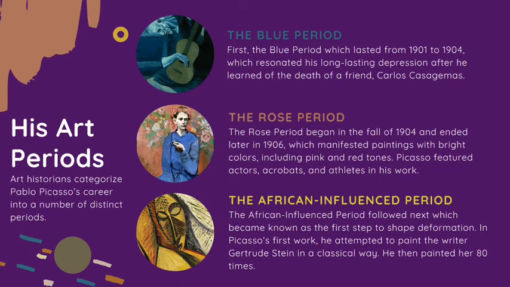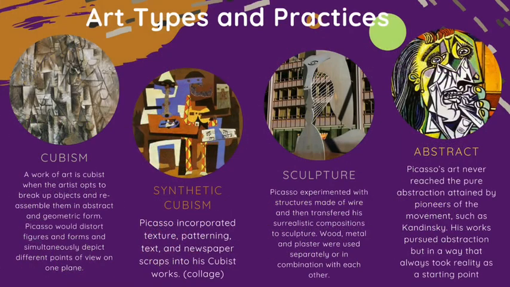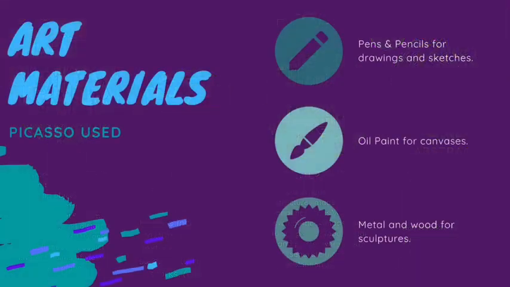Go ahead and read through those, and you can pause the video if you need to. His art types and practices include cubism, synthetic cubism, sculpture, and abstract art. We'll focus on abstract art for our video today.